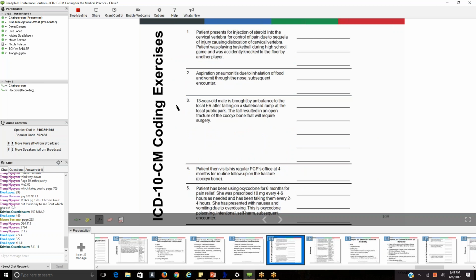The 13-year-old male is brought by ambulance to the local ER after falling on a skateboard ramp at the local public park. The fall resulted in an open fracture of the coccyx bone that will require surgery. One of the things to remember when you're coding fractures and burns is that with multiple fractures and multiple burns, you will code them by order of severity.